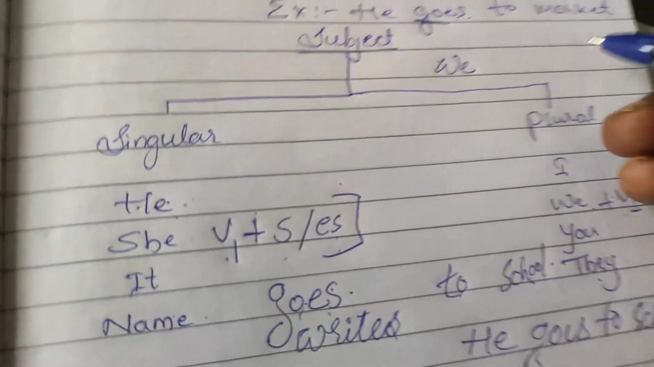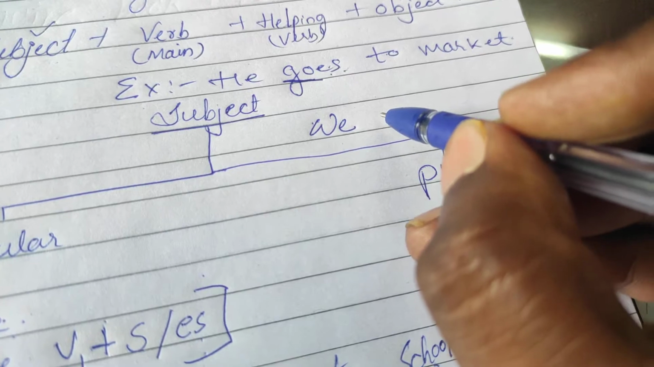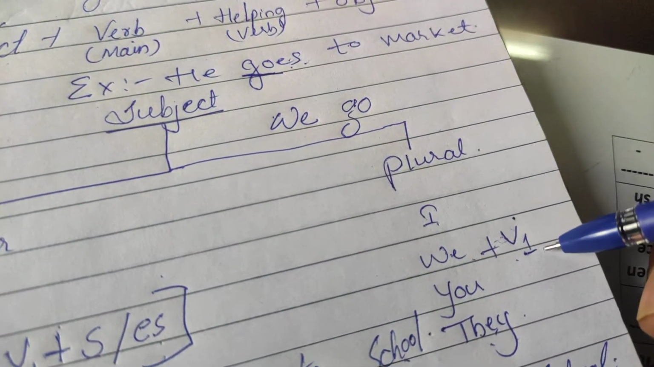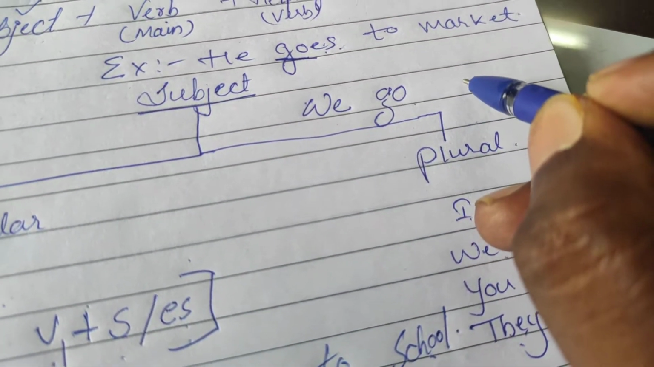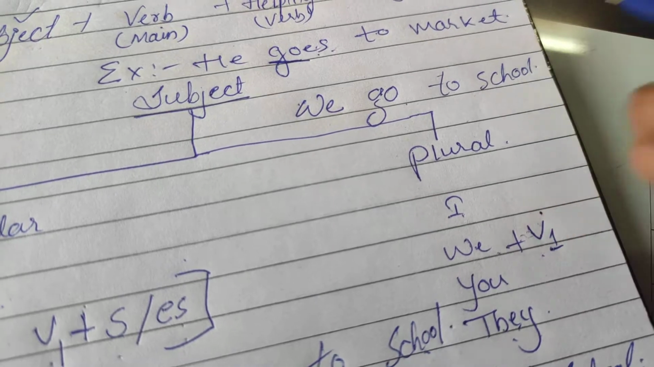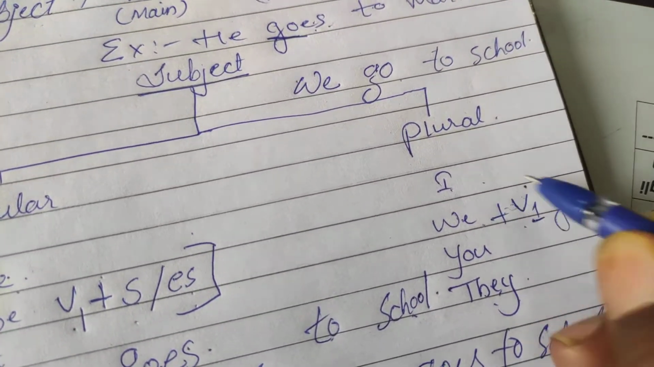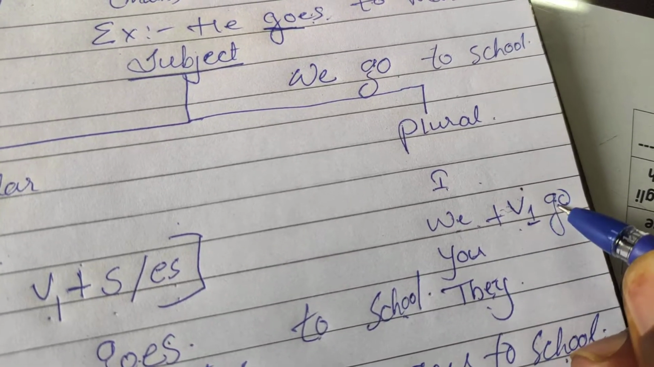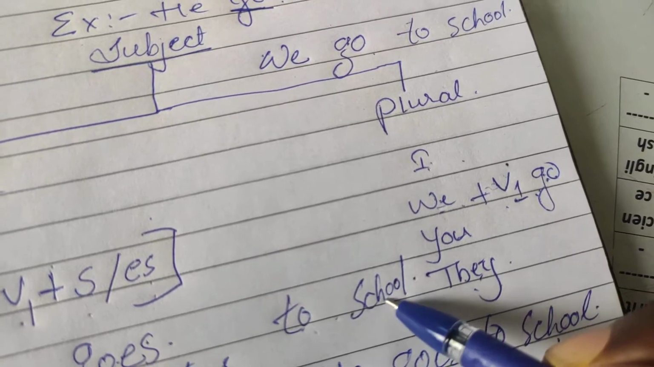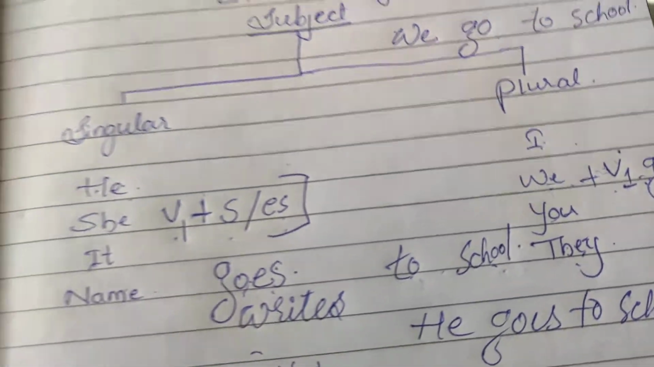When I have chosen we as my subject and go is the verb given, I will not write goes, I will just write the first form, we go, and then to school or market or gym or wherever you want to go. So it will become in the same way: I go, we go, you go, and they go. Is it clear? So I go to school, we go to school, you go to school, and they go to school. In this way you have to do it.